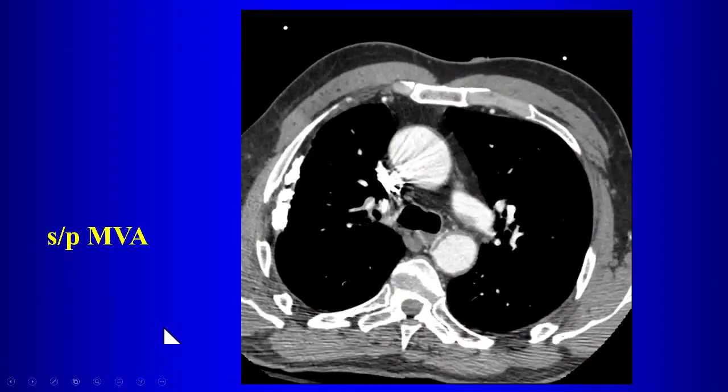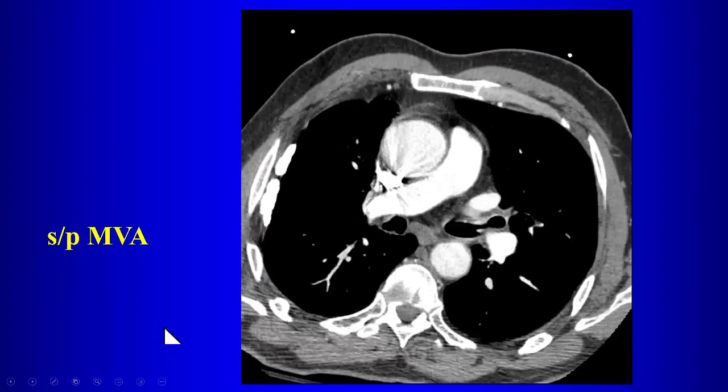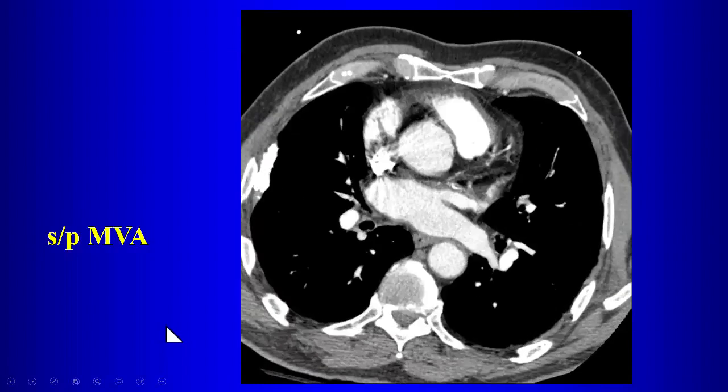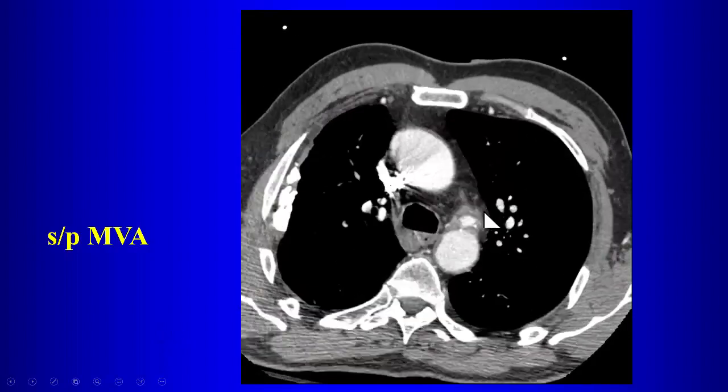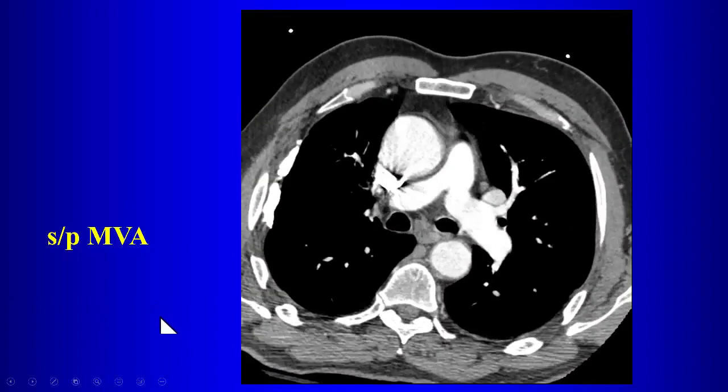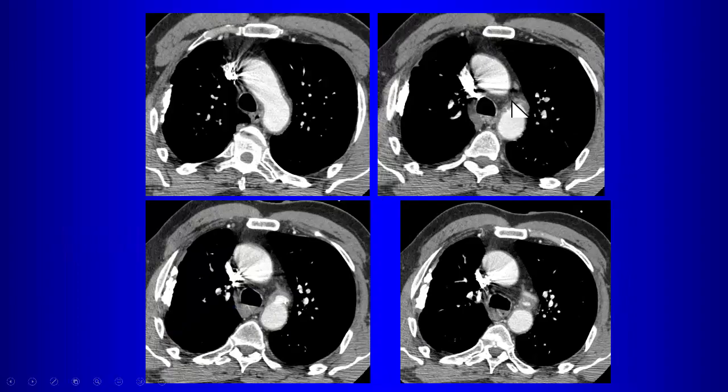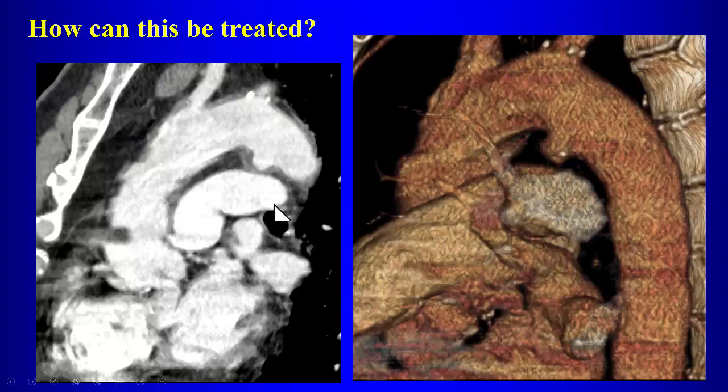So another patient who's had a motor vehicle accident, and you can see there the most common location for this is at the insertion of the ligamentum arteriosum, and you can see that little outpouching there. But what's also important is that little bit of blood. So that tells you that this is not a ductus diverticulum, that this is blood. And so this is a traumatic aortic injury for this patient. Okay? And then here it is on the reconstructive views, and how is this usually treated?